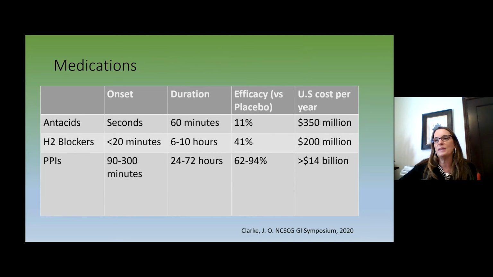This is just a quick review of the main acid medications. Again, PPIs are consistently proven to be superior to H2 blockers. We often see tachyphylaxis with H2 blockers, where the response is diminished over a short period of time. PPIs are superior for healing of esophagitis, resolution of symptoms, and prevention of relapse. Next slide.